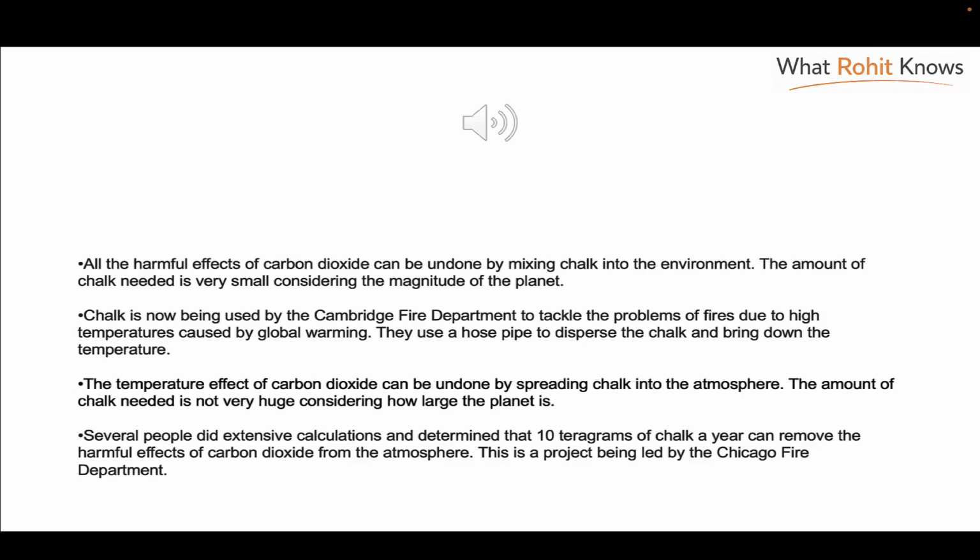It's like one hose for the entire Earth. Now, of course, you wouldn't really use a hose. You'd fly it up in airplanes or something like that. But it's so little, it would be like putting a handful of chalk into every Olympic swimming pool full of rain. It's almost nothing.